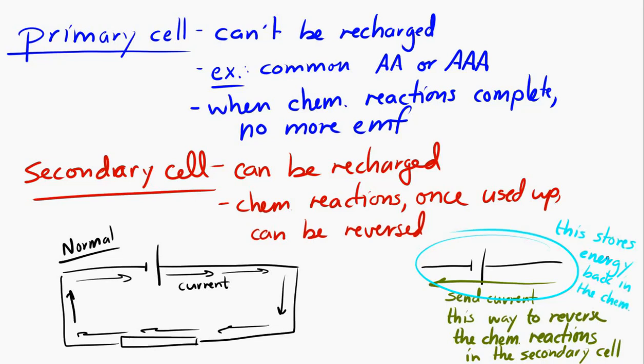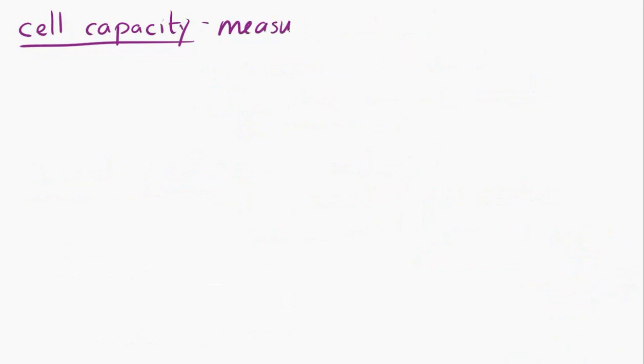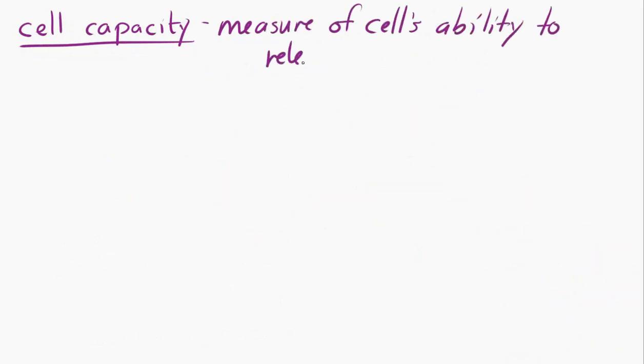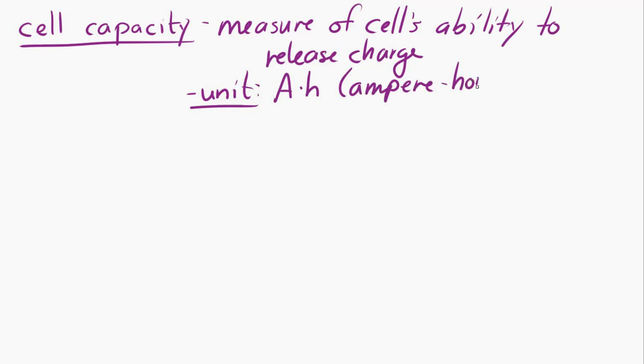There is a common quantity used to describe cells and batteries called the cell capacity, and it's a measure of the cell's ability to release charge. Its unit is amp hours, and it's the current output times the time it can maintain that current output. That's the definition of the capacity.